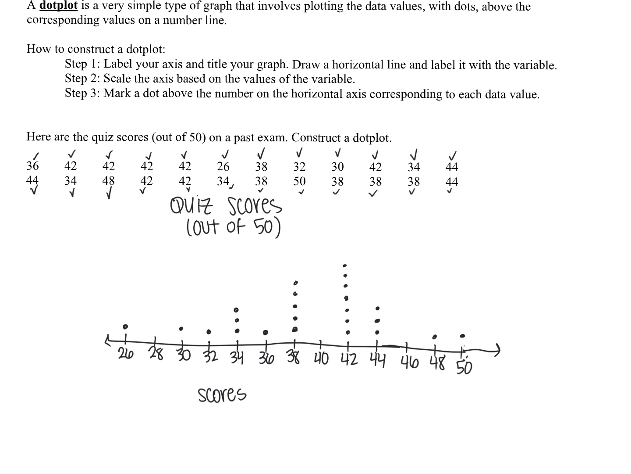Like I said, it's the easiest graph to do of quantitative variables. It's just a number line and then placing dots, and you don't have to worry about organizing it in order like you do with a histogram or a stem and leaf plot.